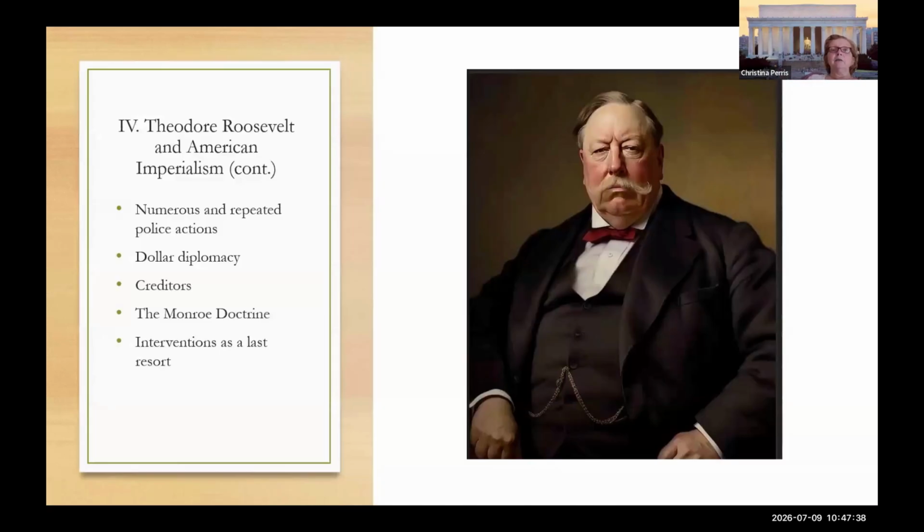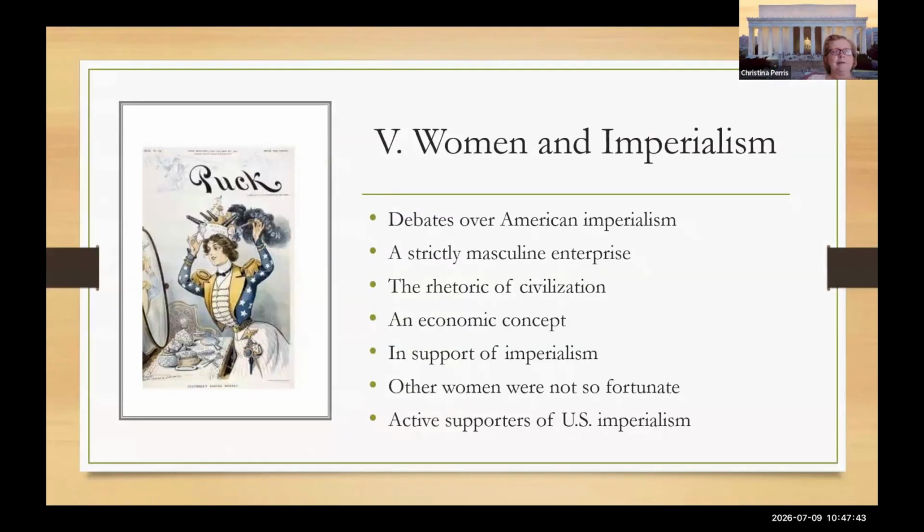So now we are up to slide 11. I do apologize for skipping over slide 10. Slide 11, women and imperialism, excuse me.